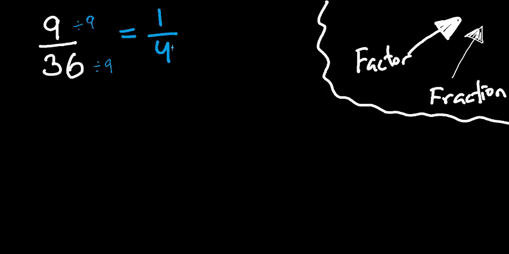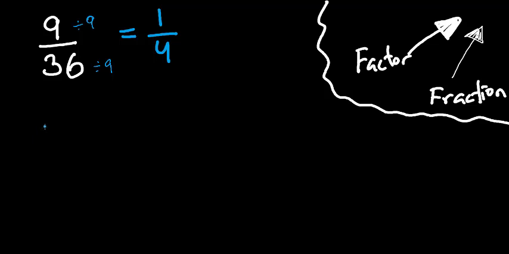And this is why it's really, really important for you to know all of your times tables from 1 to 11. 11 is pretty easy. And if you can, 12, which will be really helpful as well. So now we have 1/4, and it is a lot easier to work with than 9 over 36.